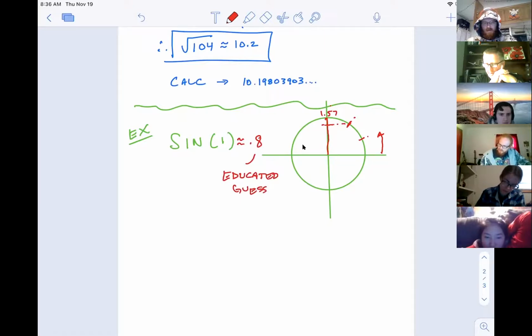Based on my drawing. Pi over 3 is pretty close to 1 too. We know that one. Yes. Nice job. We're going to use that in just a second, Logan.